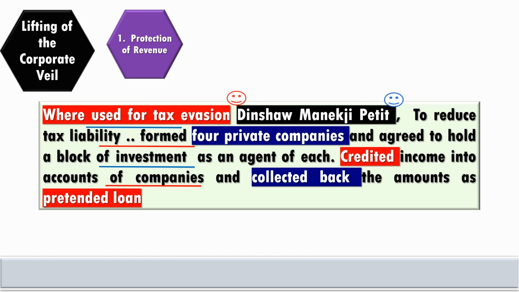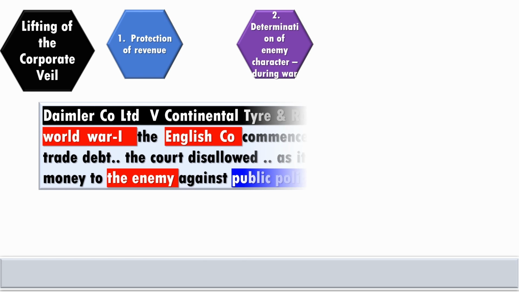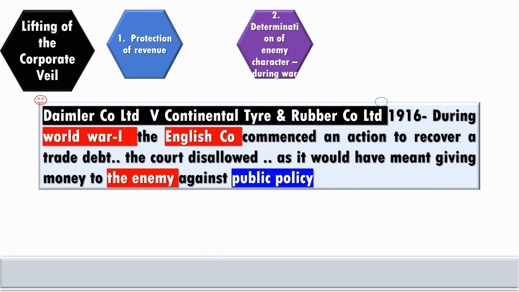The corporate wheel is pierced in times of war to find out any alien enemy behind a company. It happened in the case of Daimler Company Limited during World War I, where the English company had members and directors from Germany. Product was from Germany. When they started realizing debtors, the debtors approached the court, and the court upheld the debtors' claim that they need not pay because it would be as good as funding an alien enemy, which is against public policy.